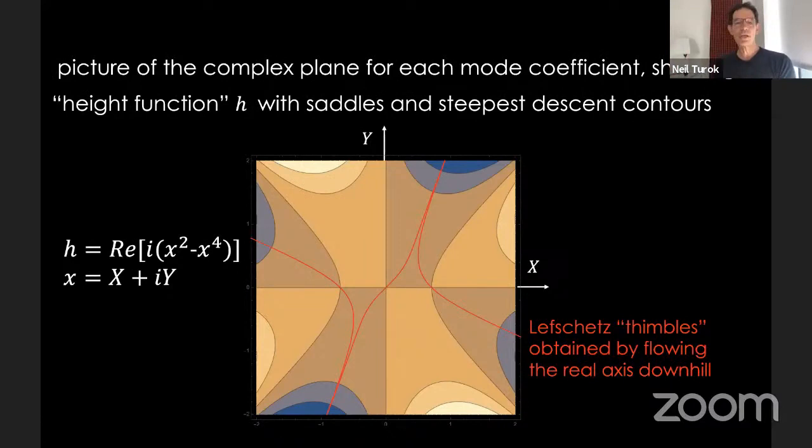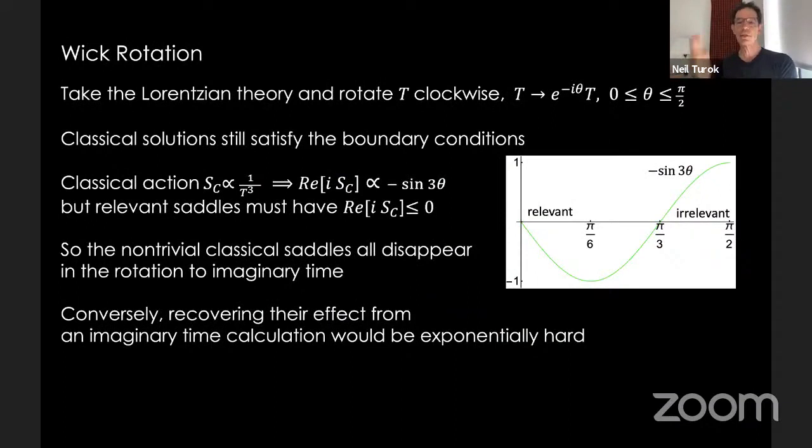So let's take the Lorentzian theory and rotate the total time clockwise, just turn it down to the imaginary axis in a continuous way. The classical solutions still satisfy the boundary conditions, because as I've written it, they were only a function of the parameter time t, which still goes from zero to one. So all you're doing is changing some parameters in the equations of motion and in the action, and it all takes care of itself. And then, as I told you, the classical action goes like 1/T³. So the real part of the exponent ends up going like minus sine 3 theta, just by substituting this formula into iS.